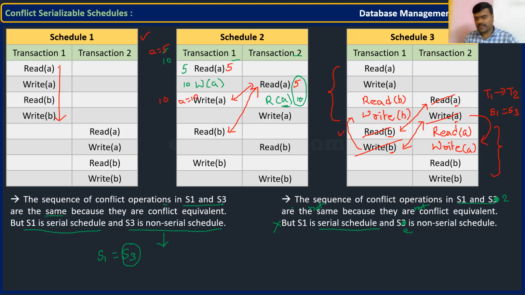Okay. So this is the example. From this example, you can understand what conflict serializable is, and to which serial schedule it is going to become equal if it is valid. Then let us see some more examples so that we will get more clarity.